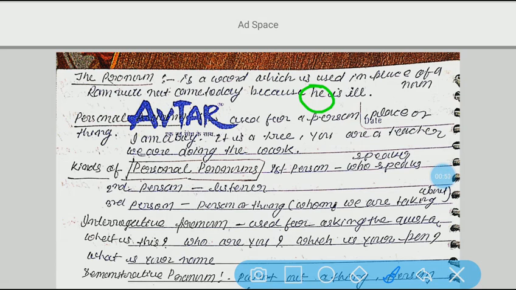Alright. Now we shall understand what are the various types or kinds of pronoun. So the first type or kind is personal pronoun. Now what is the definition of personal pronoun? A personal pronoun is a pronoun that is used for a person, a place, or a thing. For example, I am a boy. So what is the pronoun here? I. It is a tree. What is the pronoun here? It. You are a teacher. What is the pronoun here?